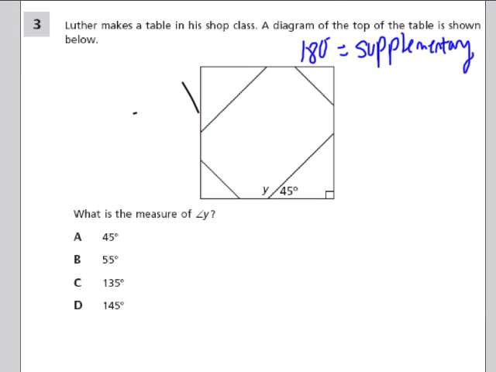Or if they're complementary, and complementary angles add up to 90 degrees. So complementary.